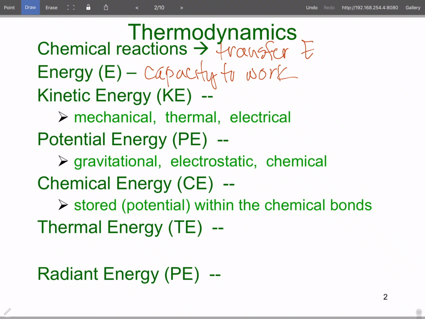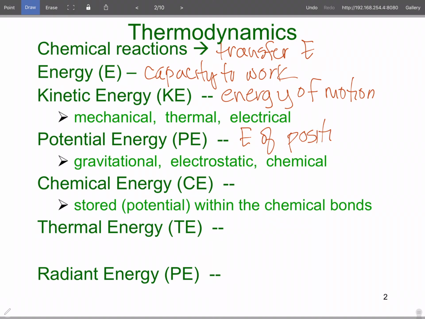So kinetic energy is the energy of motion. So anything that's moving will have kinetic energy. That's mechanical, thermal, electrical, etc. Okay, potential energy is the energy of position. And this is gravitational, electrostatic, chemical. So if you're standing on top of a 6-foot table, then you have potential energy because of your position. If you're standing on the floor, you have less potential energy. But you still have potential energy unless you're moving. As you move from high to low or low to high, then that's your energy of motion, so that's kinetic.